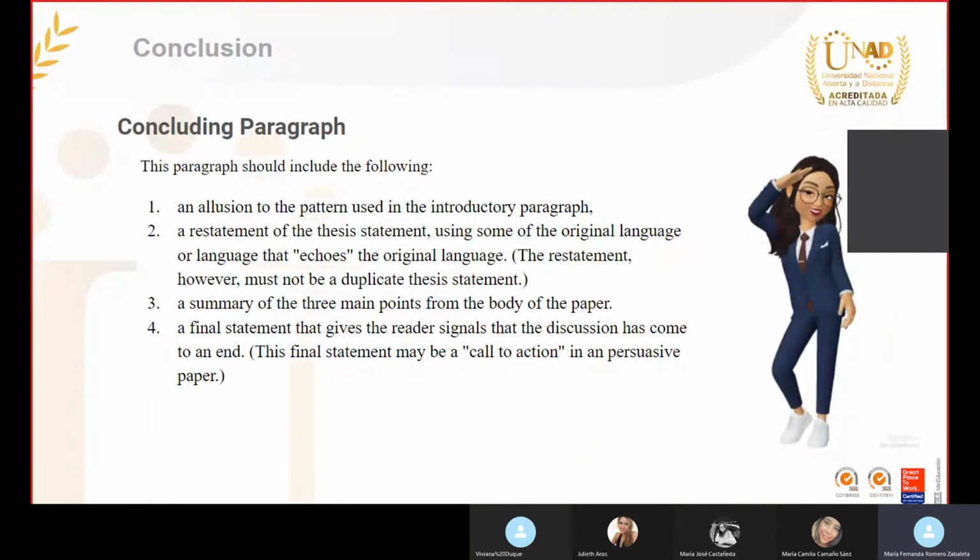Do you have any questions, any doubts, something you want to add, or something you want to observe about this structure that we have talked about today?